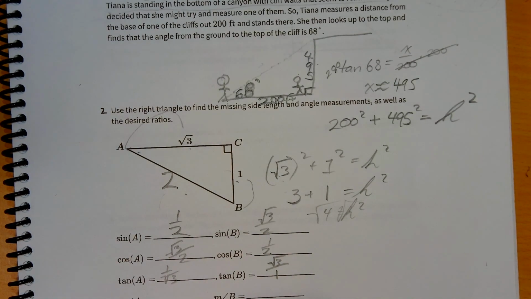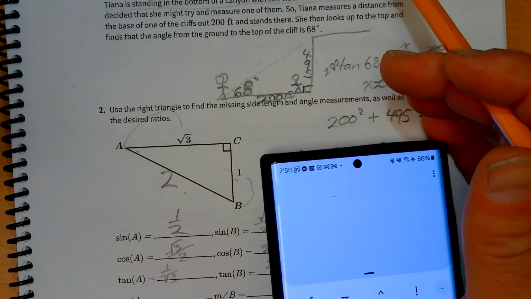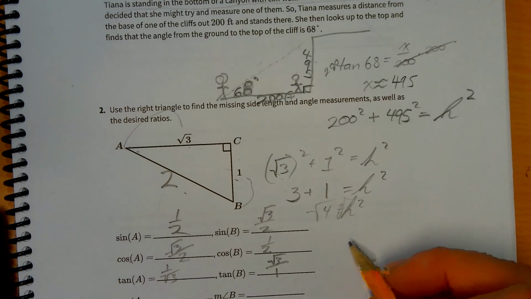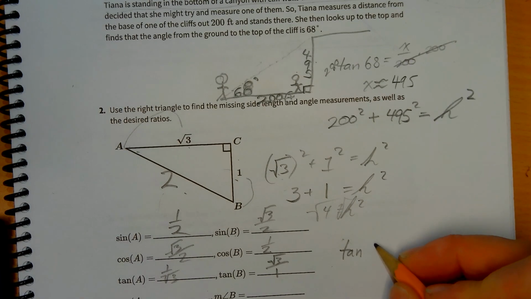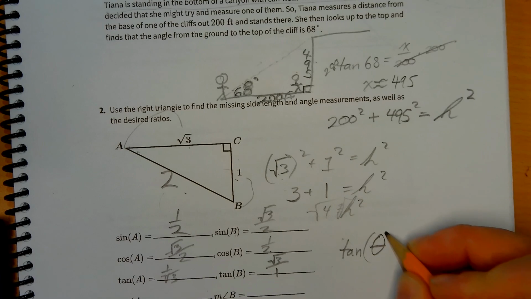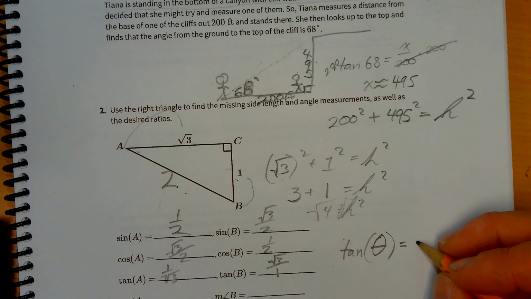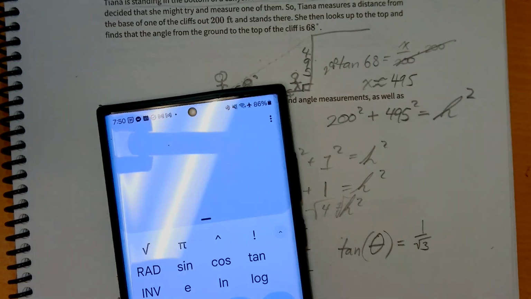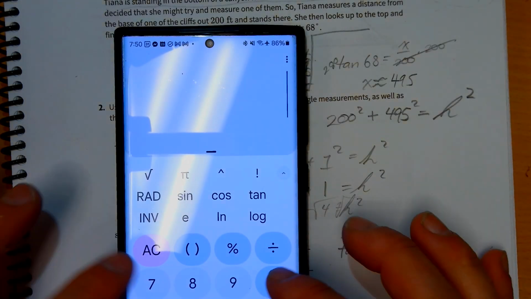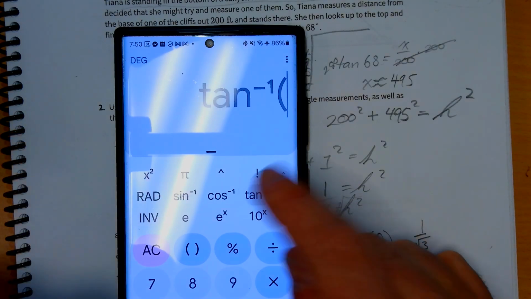Now we got to use our reverse lookup. So the measure of angle A, let's do tan. Tan of some angle we don't know yet. I'll use a new letter, theta. It's going to be a number in a second. Is 1 over root 3. So then I come over here and I say take 1 over root 3 and reverse tan.